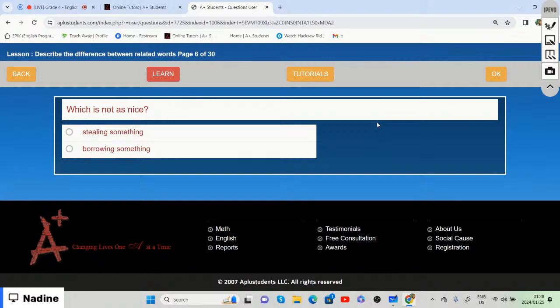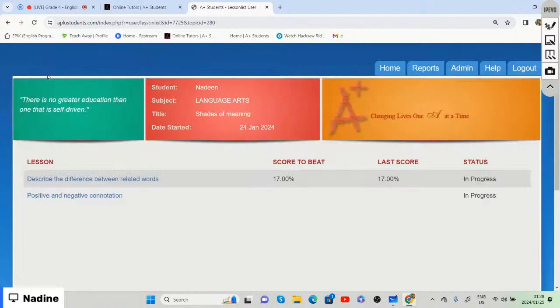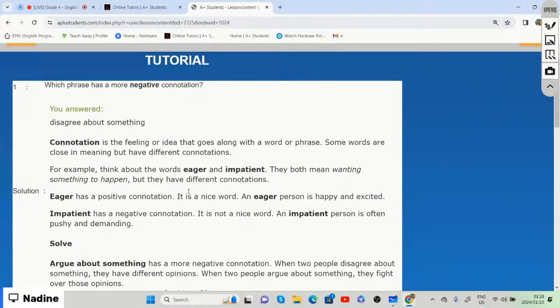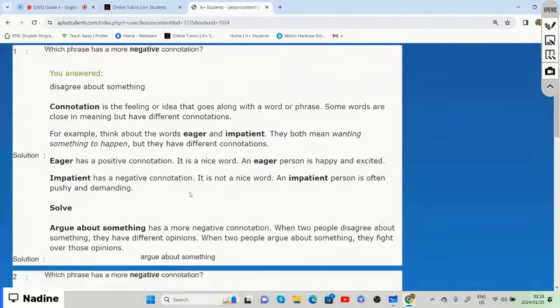All right. And then we have positive and negative connotation, right? And we said connotation is the feeling or idea that goes along with a word or phrase. And some words are close in meaning but have different connotations.